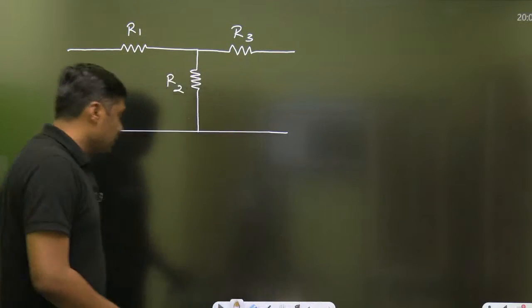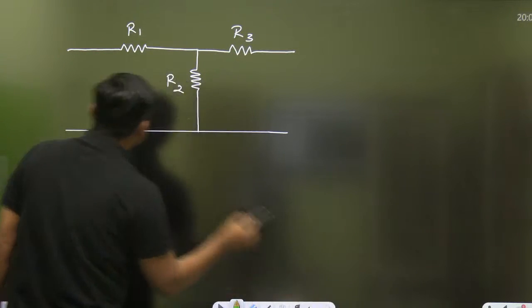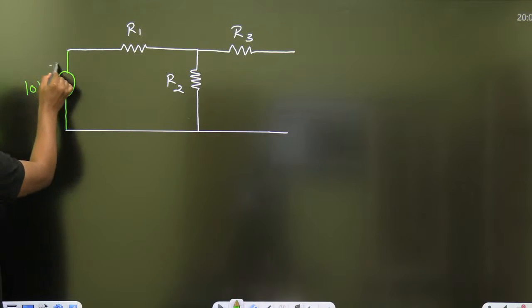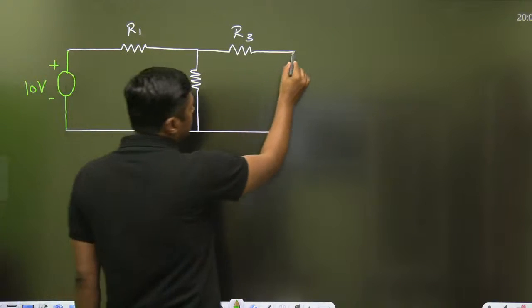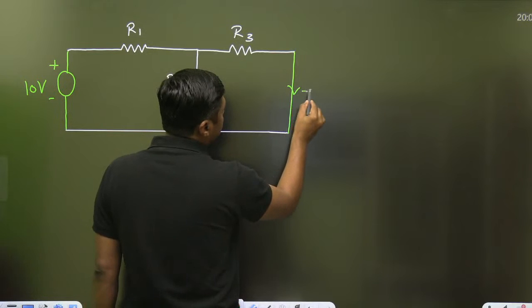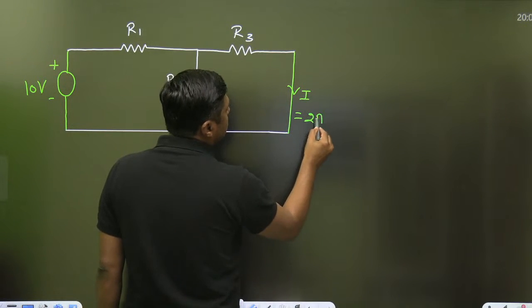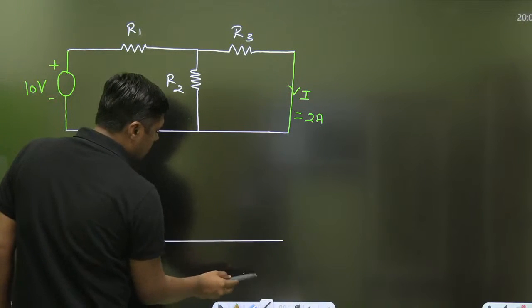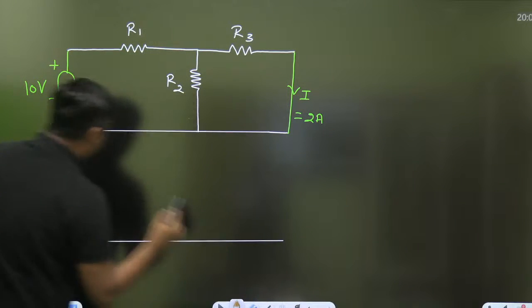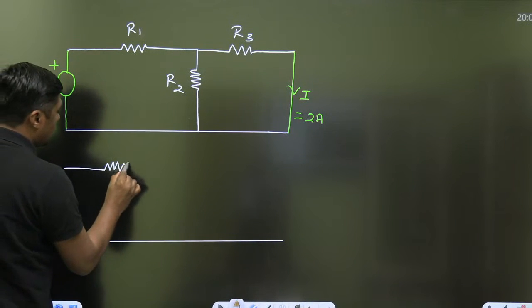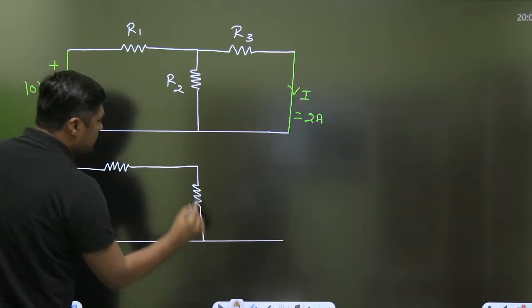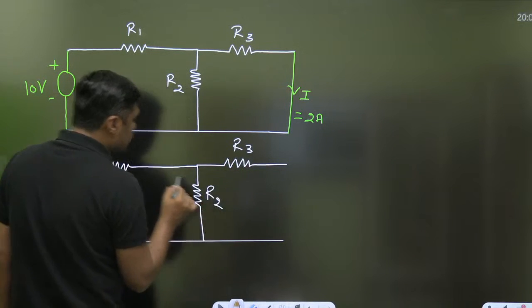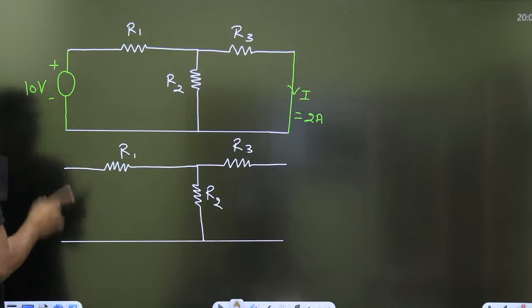Now suppose I am giving the input here. Let I am applying 10 volt here and I am getting the current across this branch 2 ampere. Then what will happen if I change the position here? Suppose I am changing the position here, same network, we have no idea about the values of R1, R2 and R3, but if it is purely resistive network, it means it is a reciprocal bilateral network.